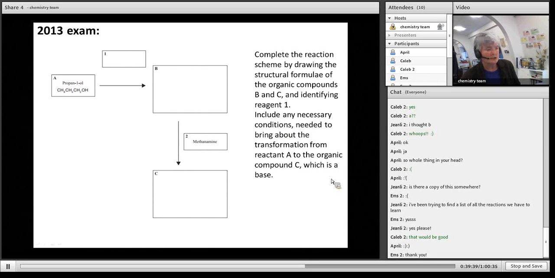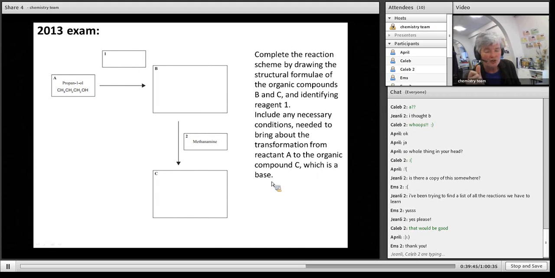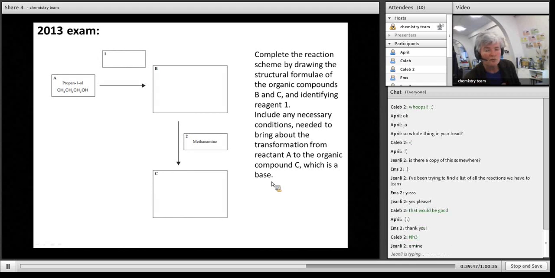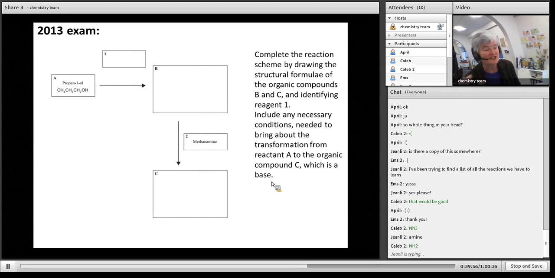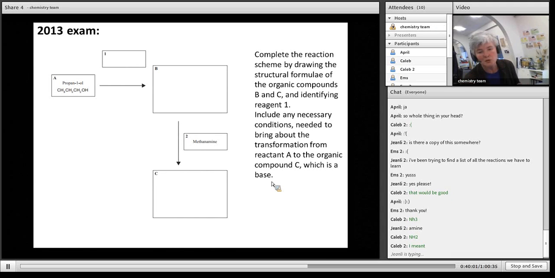They tell you compound C is a base. You should immediately have a trigger for that. What basic compounds do you know? Organic, of course, an amine. Caleb, you're thinking of NH3, but when they say compound C, it's always talking about the organic. We don't consider the inorganics as such. So we know compound C has to be a base.